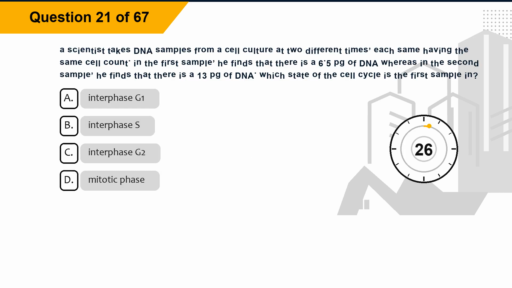Question 21. A scientist takes DNA samples from a cell culture at 2 different times, each having the same cell count.